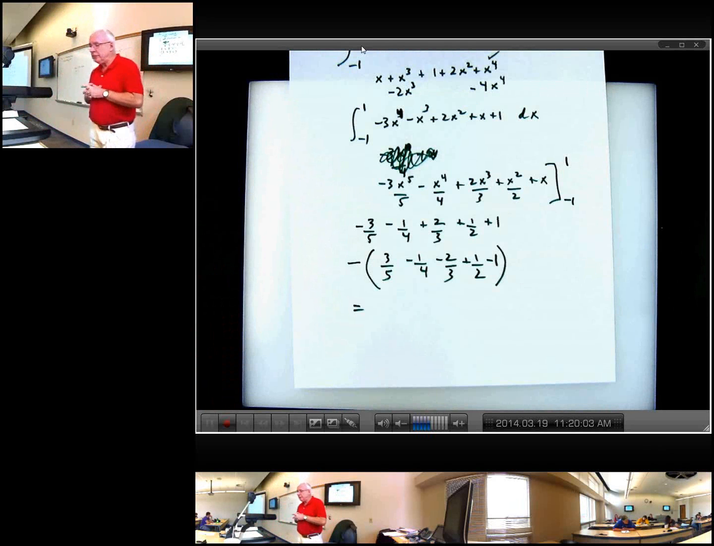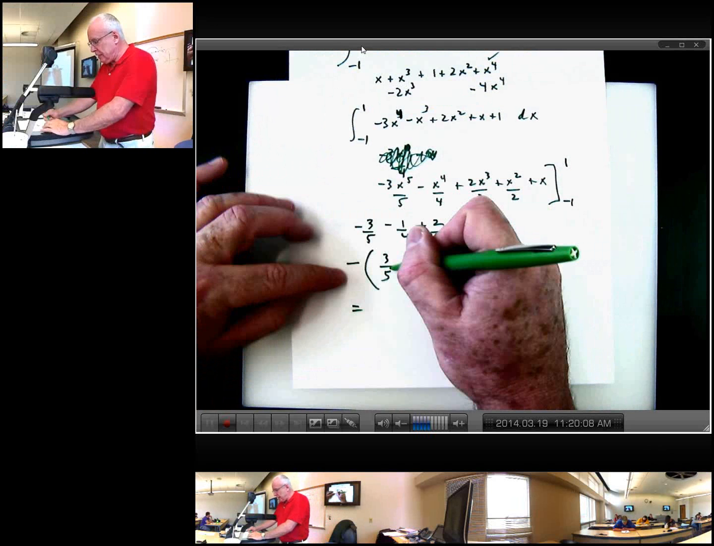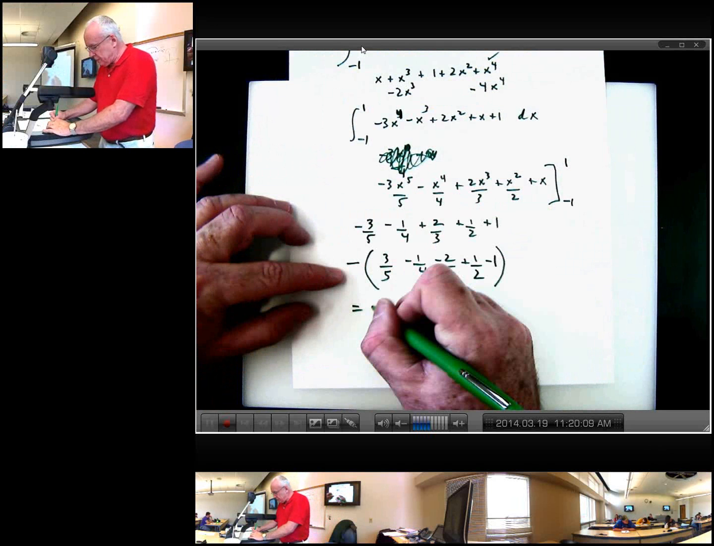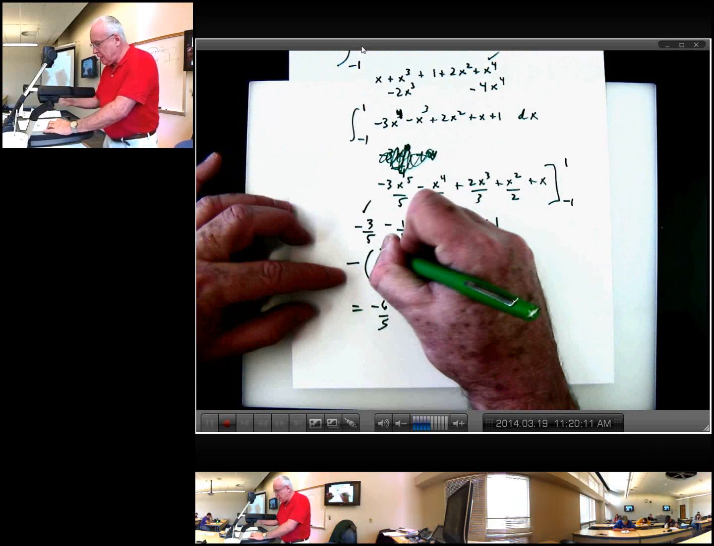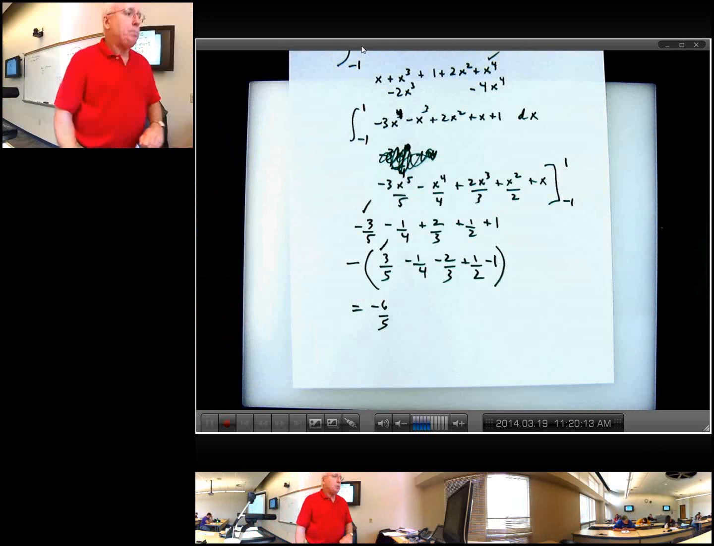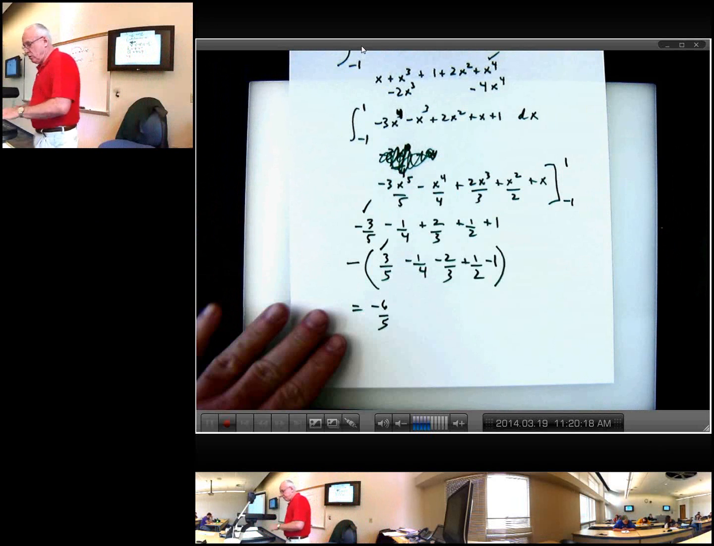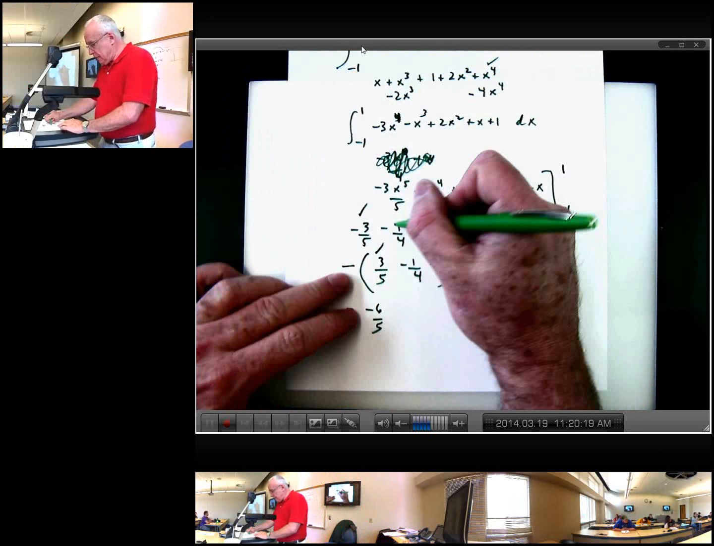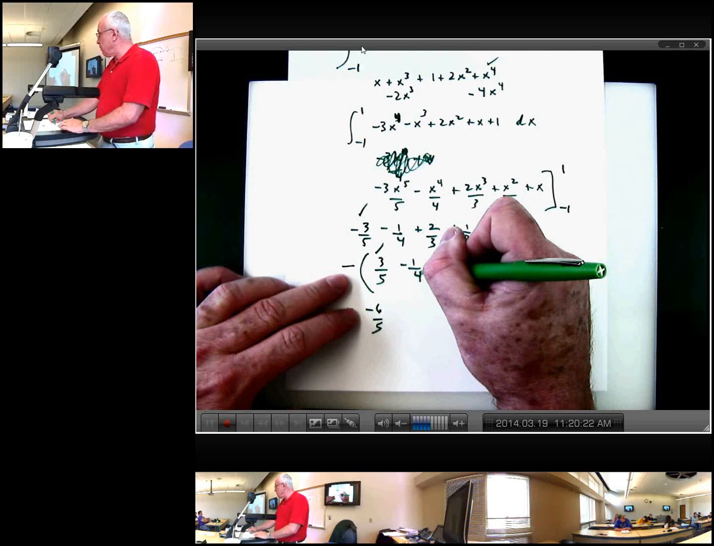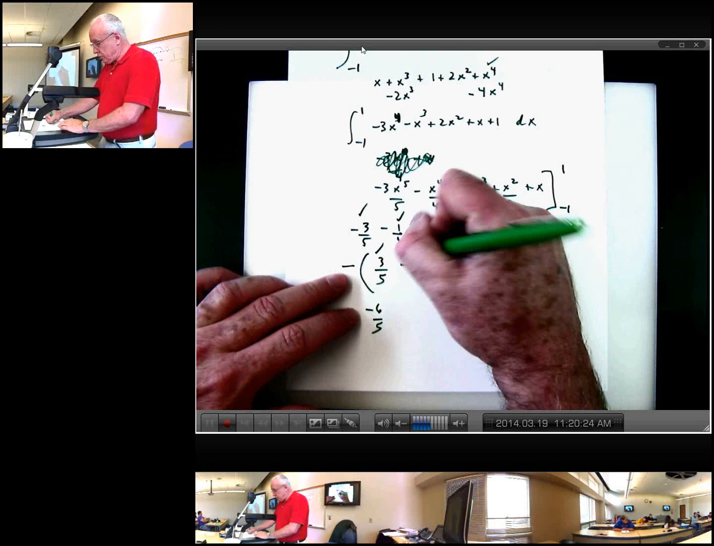Now let's combine stuff and see what goes away. Here we have -3/5 and -3/5, so that's -6/5. And I'm so bad at this, I like to do check marks just to make sure that I haven't missed anything. All right? Now here we have -1/4 and a positive 1/4. So those just go away.